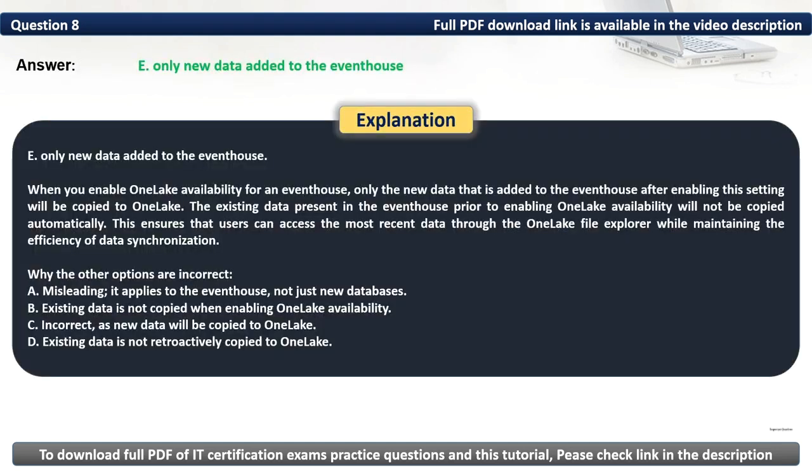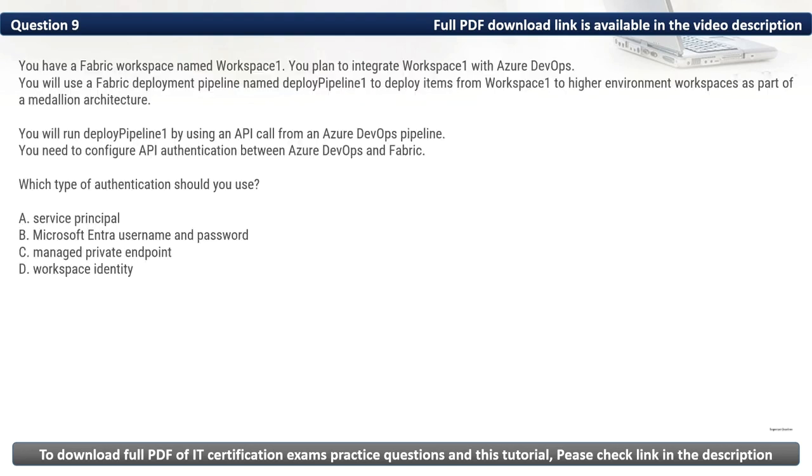When you enable OneLake availability for an event house, only the new data that is added to the event house after enabling the setting will be copied to OneLake. The existing data present in the event house prior to enabling OneLake availability will not be copied automatically. This ensures that users can access the most recent data through the OneLake File Explorer while maintaining the efficiency of data synchronization. Question 9.